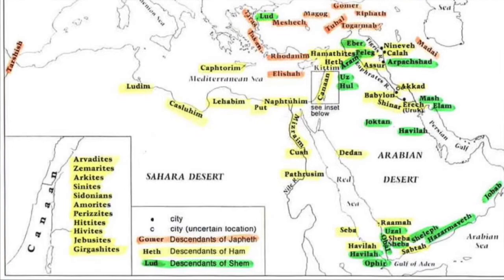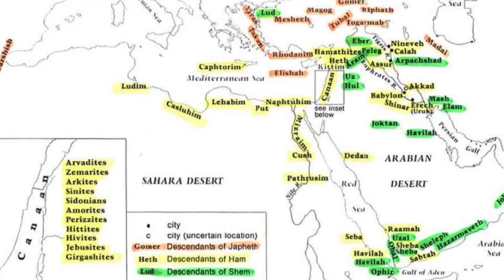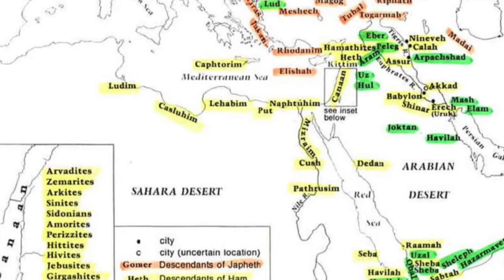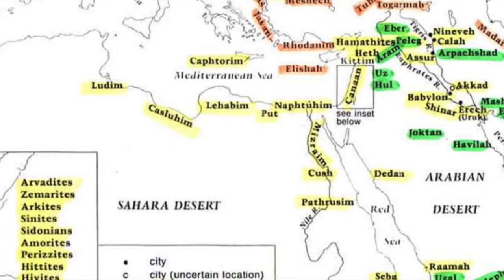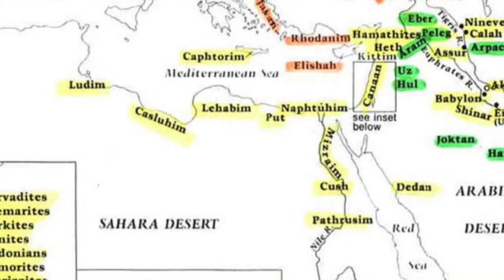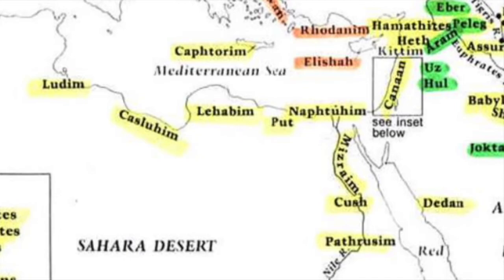Ham is the second son, and he's Cush, Mitzrayim, Put, and Canaan. This group includes three elements in Africa. Cush is Nubia, Mitzrayim is Egypt, Put is on the Libyan coast. The link between Cush and Nimrod, the mighty hunter, is strange.